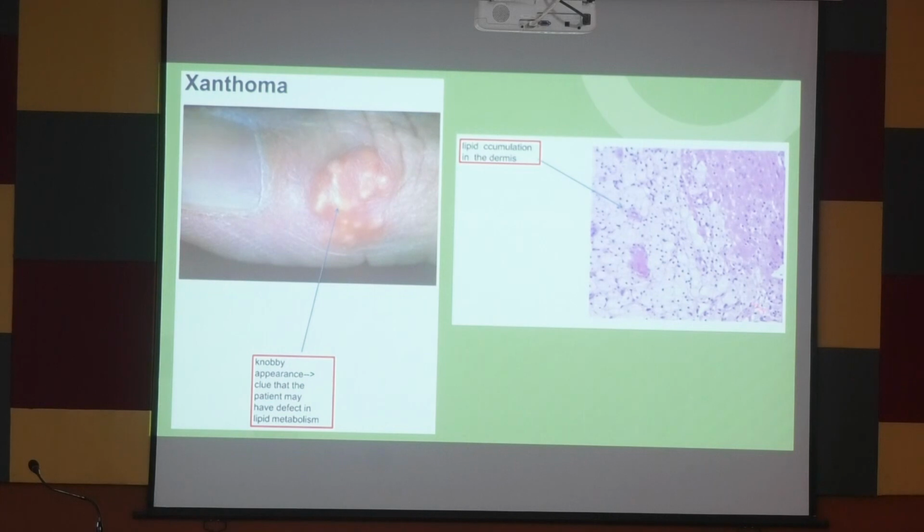And the lipid accumulation in the dermis, how does it look under the microscope? So these are the cells, the foamy cells, foamy histiocytes. This is the nucleus of the cell, and in the cytoplasm there is a foamy appearance and accumulation of lipid. So in xanthoma, we can get a histopathological examination or biopsy picture like this, with accumulation of foamy histiocytes in the subcutaneous tissue and dermis. Okay? Clear, everybody?